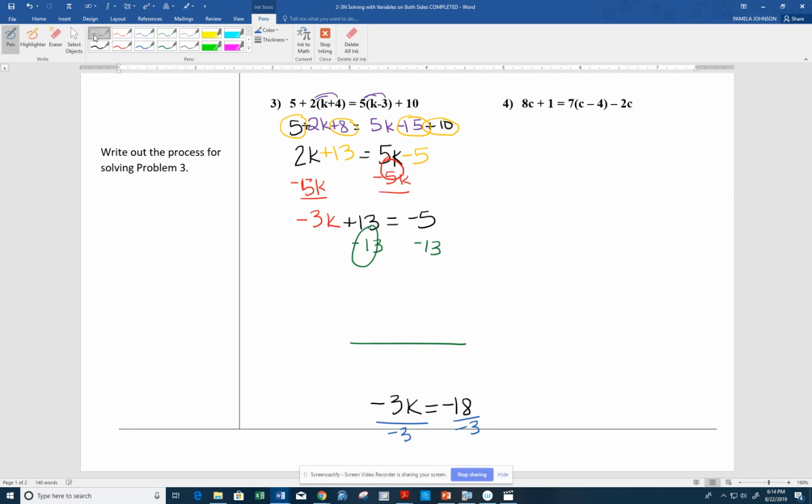Technical difficulties, folks. All right. So k is going to equal positive 6. Again, we could check this by putting 5 plus 2 times k plus 4 into y1, and 5 times k minus 3 plus 10 into y2. And then we can check the graph to find the intersection.